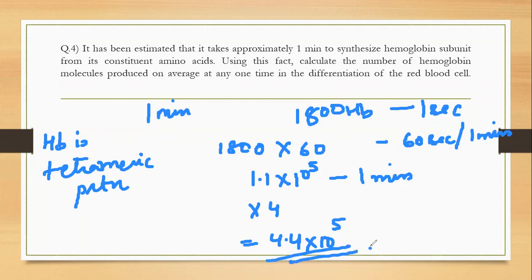So how many molecules are produced on an average at one time in the differentiation? So it is these many molecules present. So I'll just repeat once again.